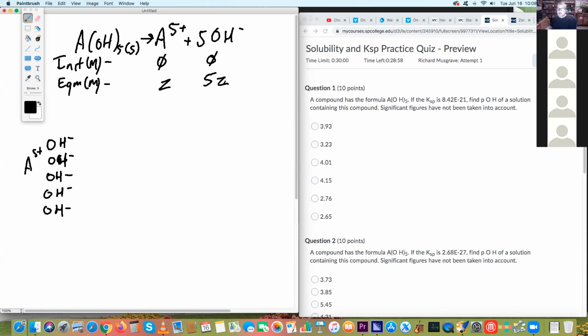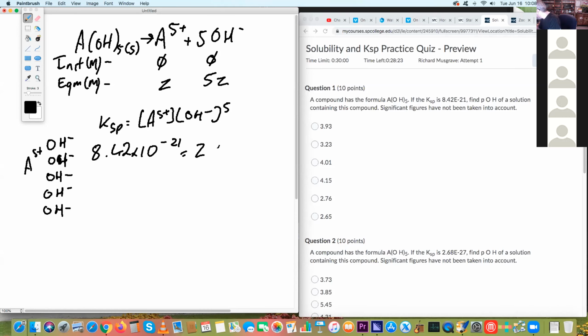Any questions so far about this? Anybody? No. Okay. Now the Ksp value we're given here is 8.42 times 10 to the -21. The Ksp itself will be A5+ times OH minus to the 5th. And then we'll do the 8.42 times 10 to the -21 equals Z, and then 5Z to the 5th over here.